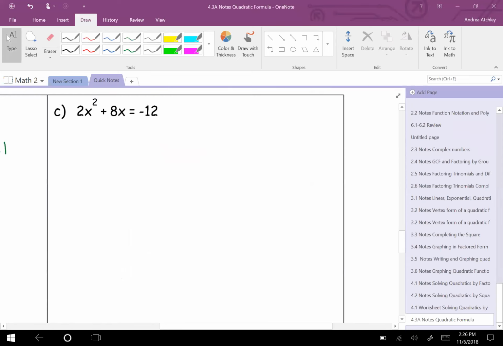Okay, again, we want to set it equal to 0. So we have to add the 12 to both sides. That's going to give me 2x squared plus 8x plus 12 equals 0. Then we identify the A, B, and C.